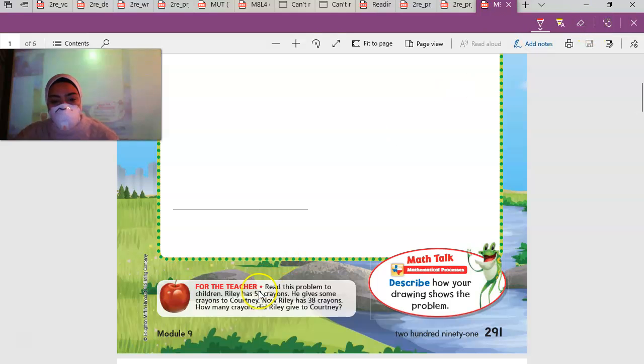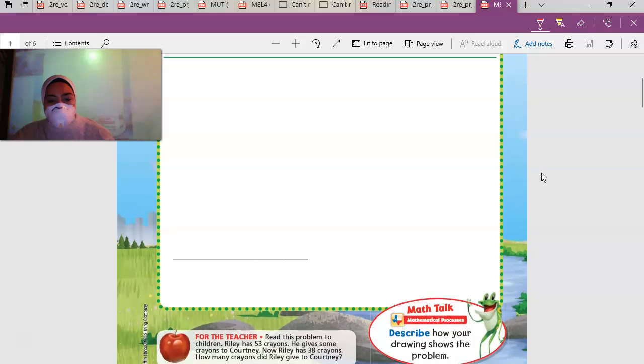It says, Riley had 53 crowns. He gives some crowns to Courtney. Now Riley has 38 crowns. How many crowns did Riley give to Courtney? So this is a problem where we have to write it out step by step. So Riley has 53, so I guess that's the first number I'm going to write.